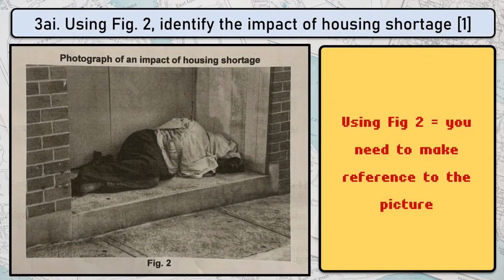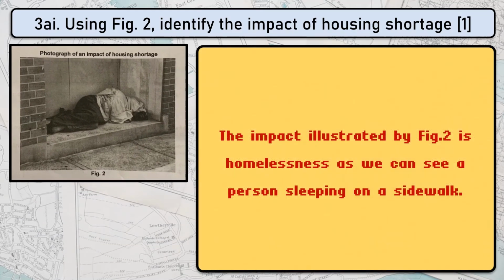Alright, so using figure 2, identify the impact of housing shortage. So we see a picture here, a photograph of an impact of housing shortage. So remember, they're asking you to use figure 2, so you have to make reference to the picture. So my answer would sound something like, the impact illustrated by figure 2 is homelessness as we see a person sleeping on a sidewalk. If a person has a home, they will usually sleep in their home, right? So you wouldn't sleep on the sidewalk. So there is a high probability that this man is homeless.